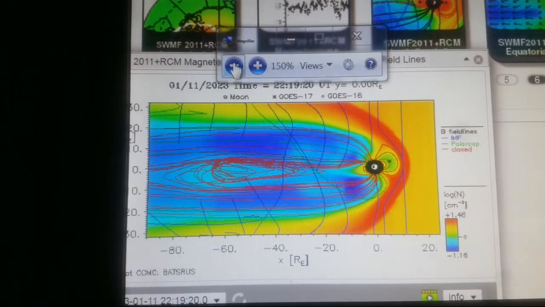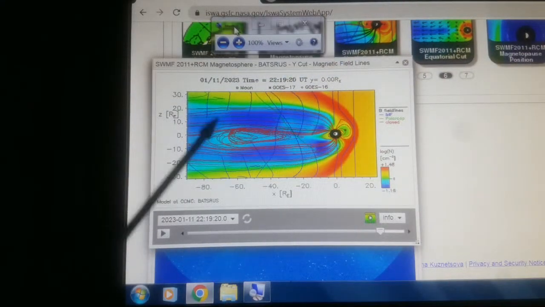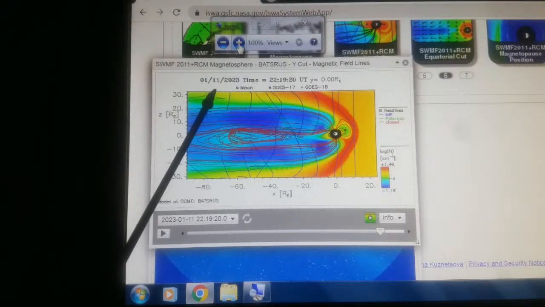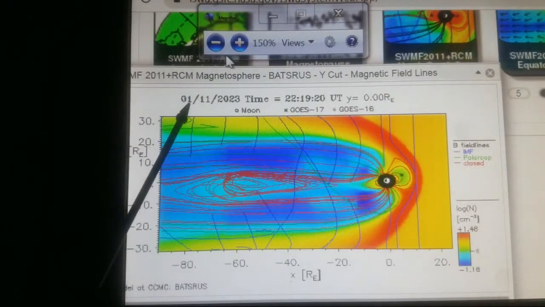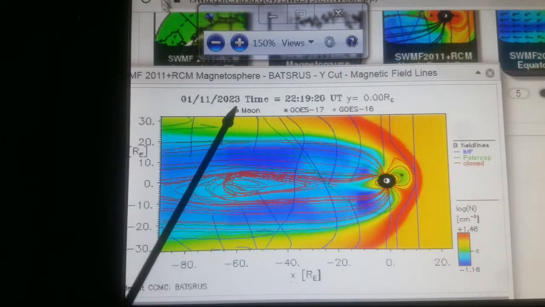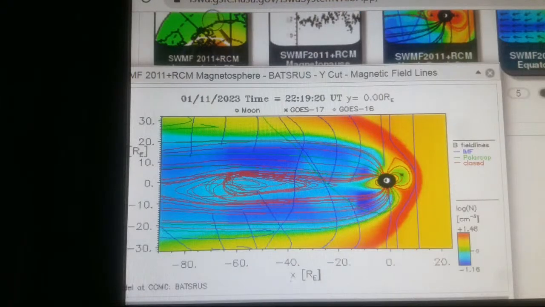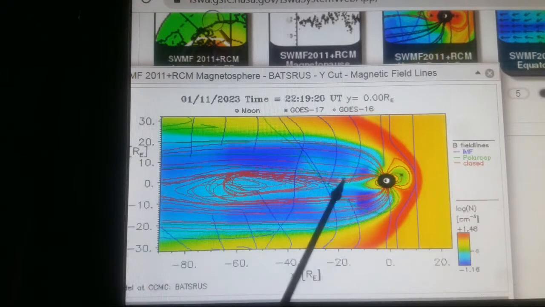Let's pull back from this a little bit because I want you to see the date here. There was a date up here too. This was January 11th of 2023, the day we had our event, our little reversal event, if you know what I mean. And here are our magnetic field lines.